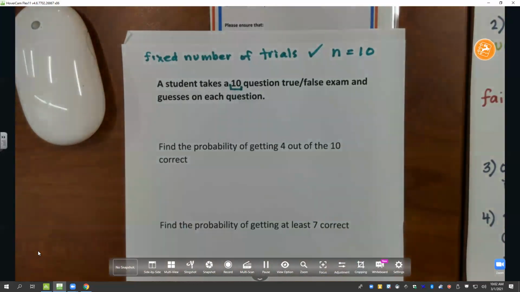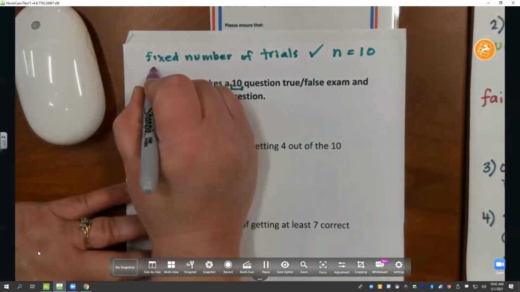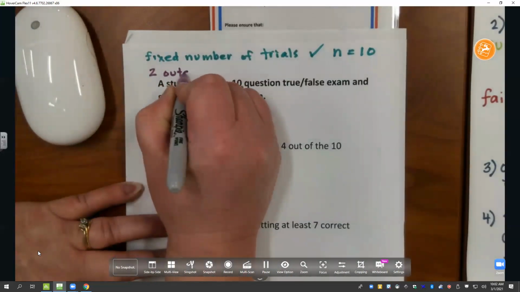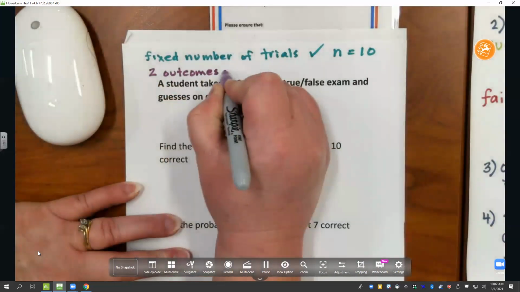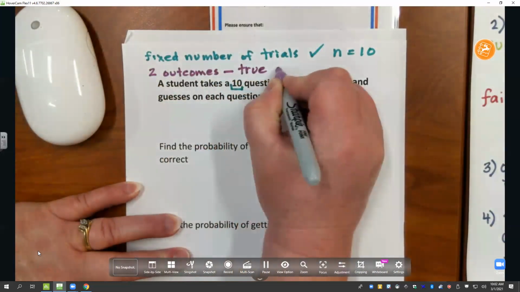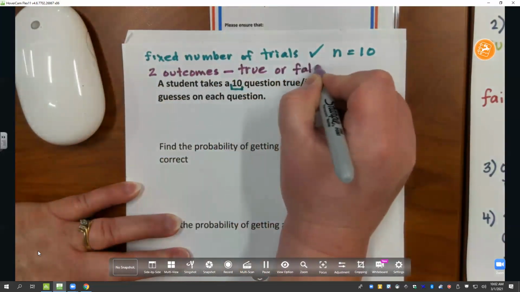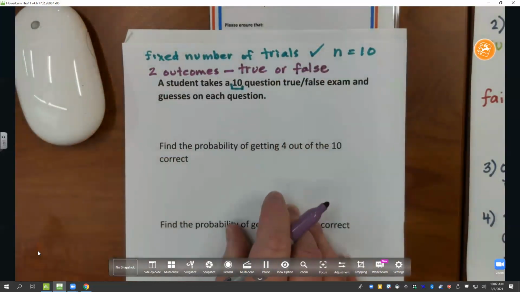Okay, the second condition is you can only have 2 outcomes. In this scenario, do you only have 2 outcomes? What are they? True or false. So we have 2 outcomes, true or false. We'll have to define our success in a minute.